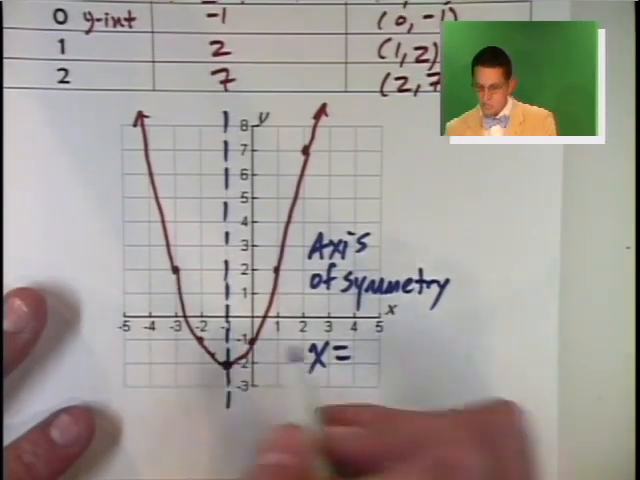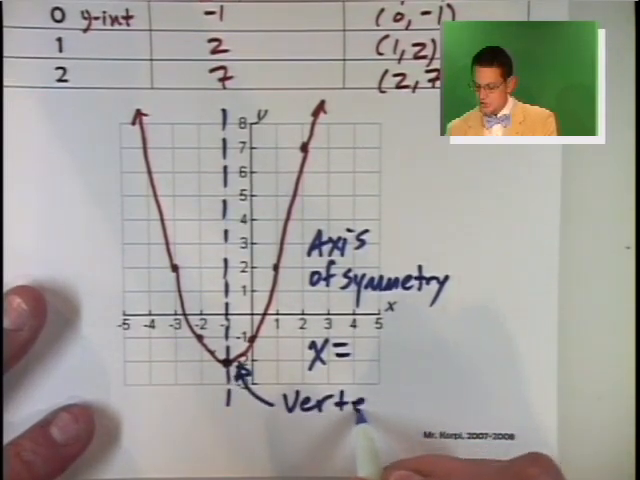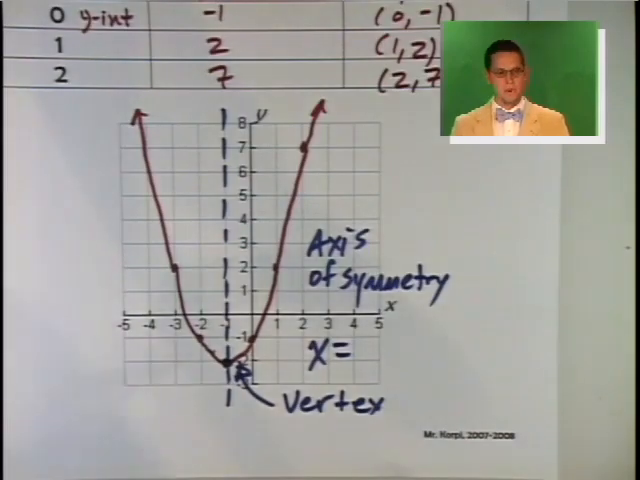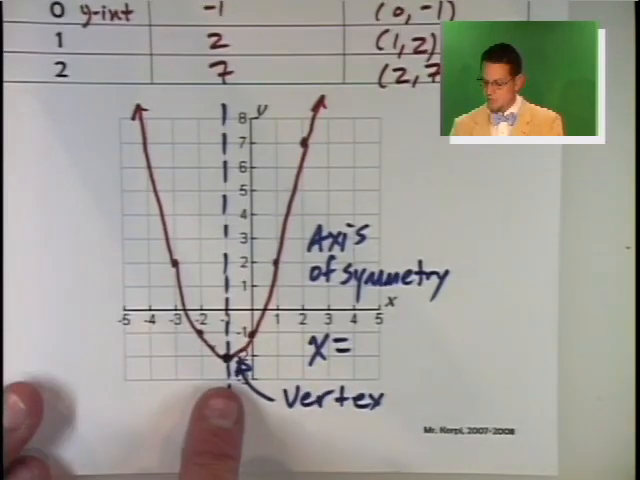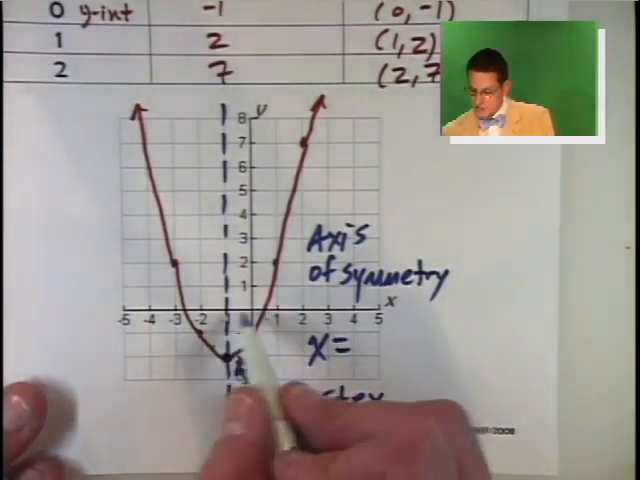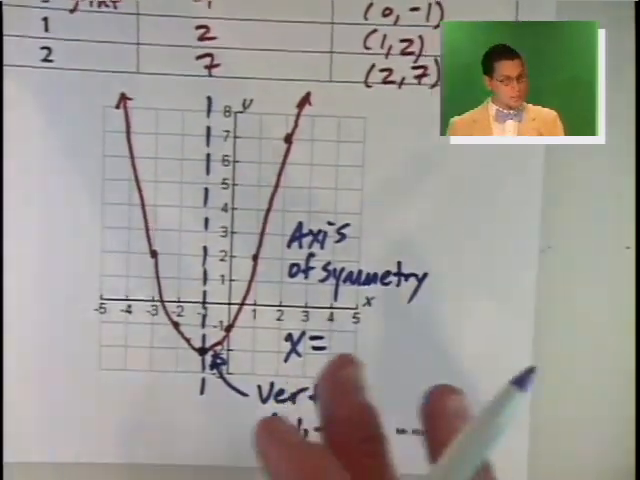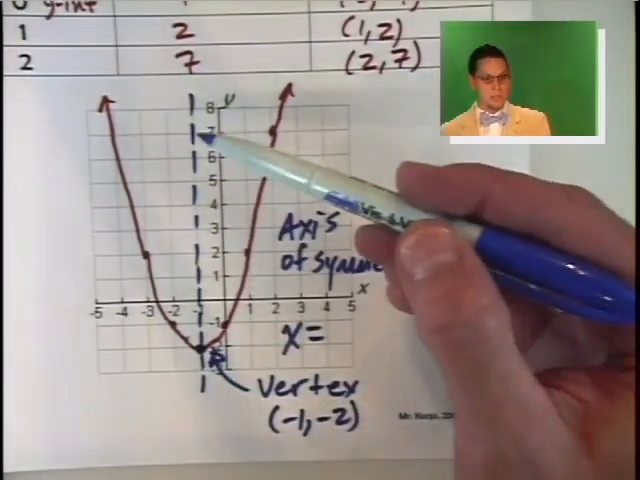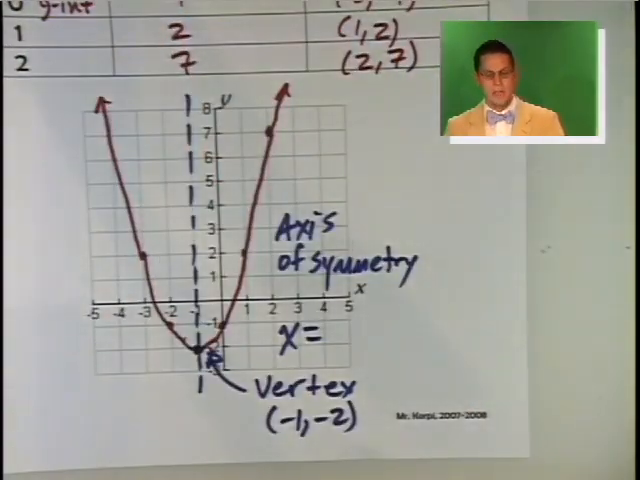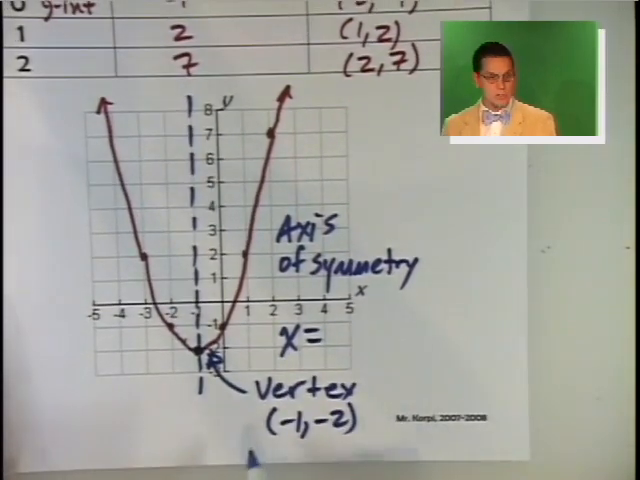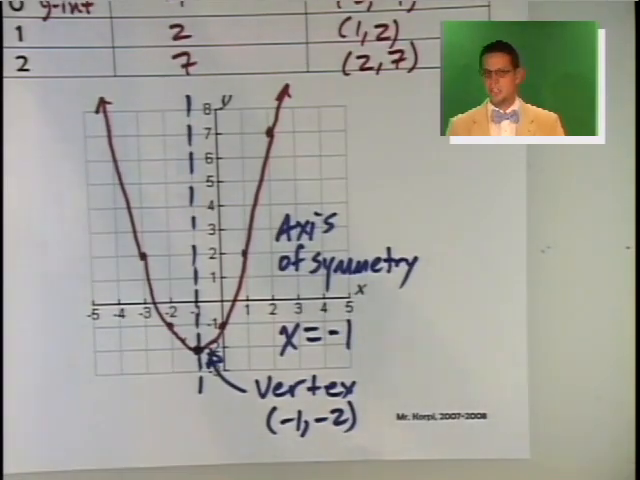Well, notice that this point down here is the low point on the graph. We call that point a vertex. A line doesn't have a vertex. The vertex is basically where the parabola turns around. Okay, it's in this case a relative minimum. Well, the coordinate of that vertex appears to be (-1, -2). Well, guess what? The axis of symmetry will always run right through the vertex, so that when you fold it along that line, it'll coincide with itself. So if it's going to be x equals, all we have to do is take the x-coordinate of the vertex, which is -1.